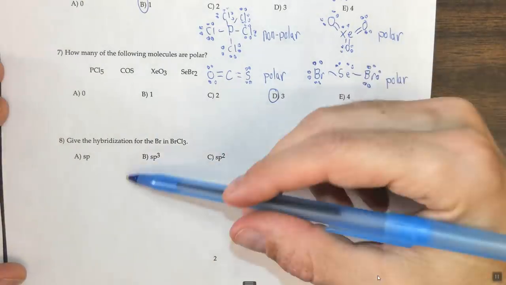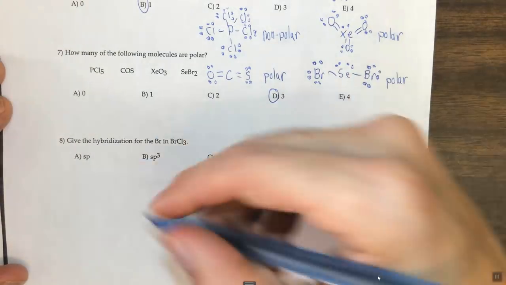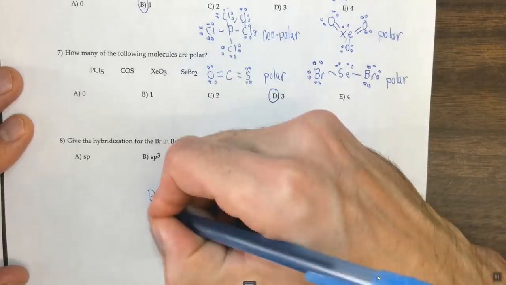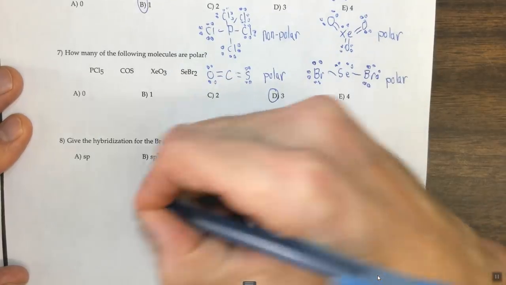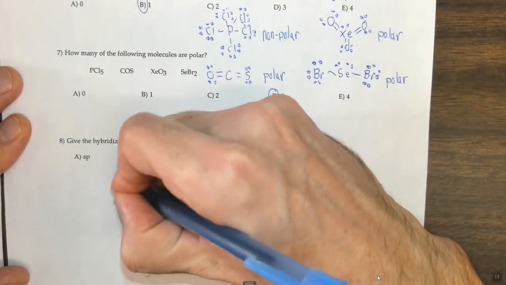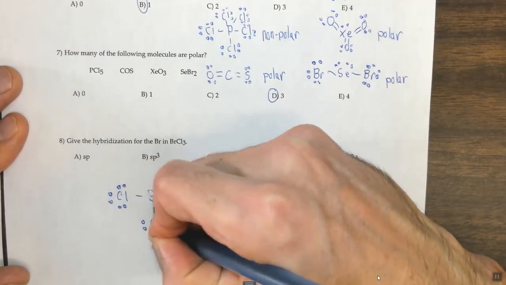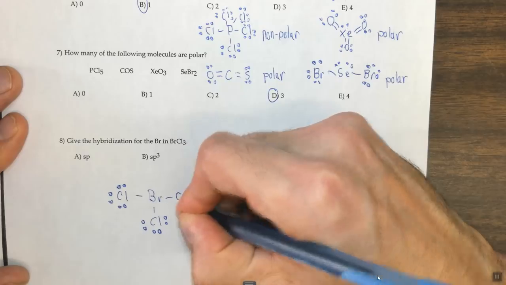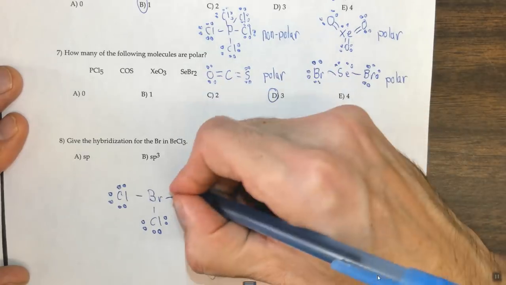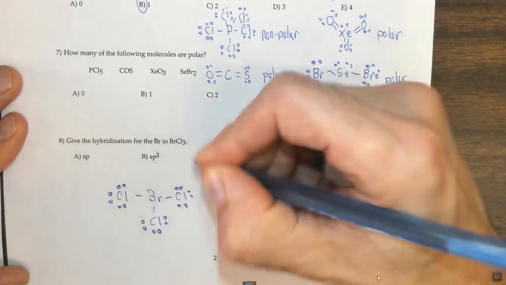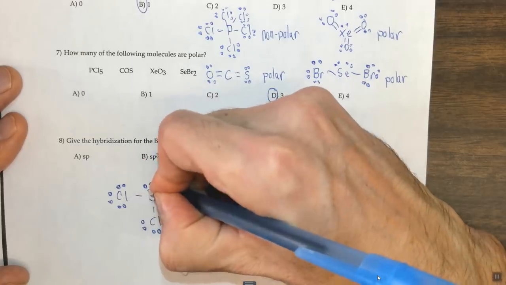Question 8 says, give the hybridization for Br in BrCl3. Well, you got to start with the Lewis structure. Again, lots of Lewis structures in the beginning part of this problem set. So we're going to start with the Lewis structure of BrCl3. I actually drew this already in a previous problem, number 6. So I'm just going to draw it for you again here, like this.